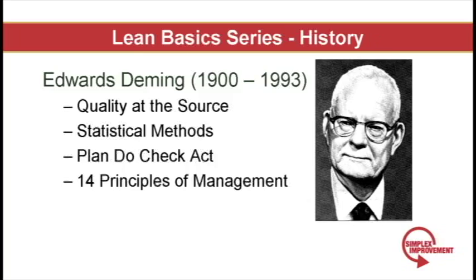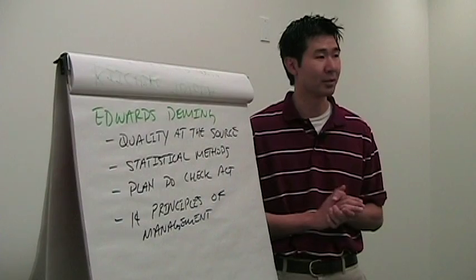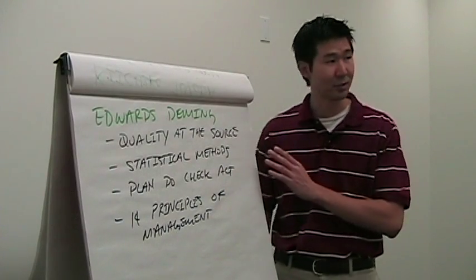Next we have Edwards Deming, who was the father of quality at the source. Now Deming originally approached the Big Three with his theories on quality and quality at the source. They didn't listen to him, so he took his theories over to Japan, where they did listen to him, and you can see the vast improvements in quality Japan has had since Deming brought over his theories.